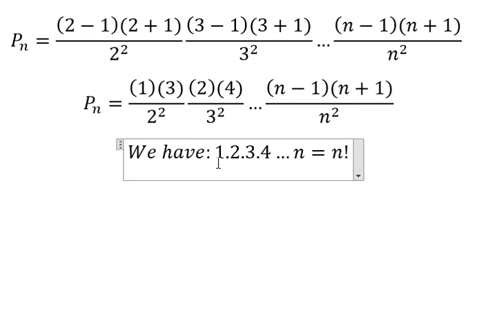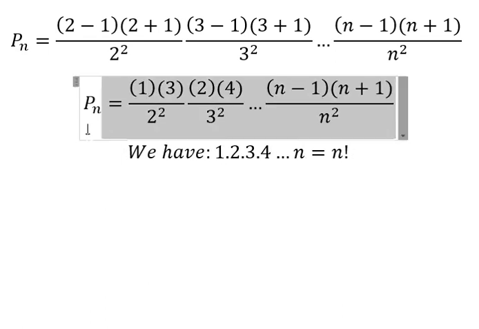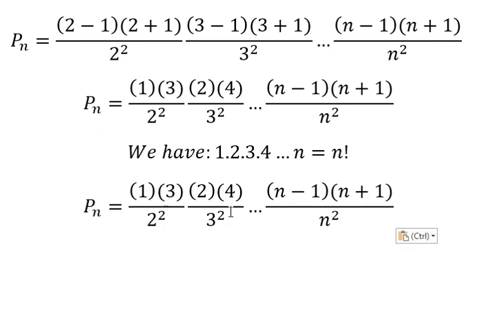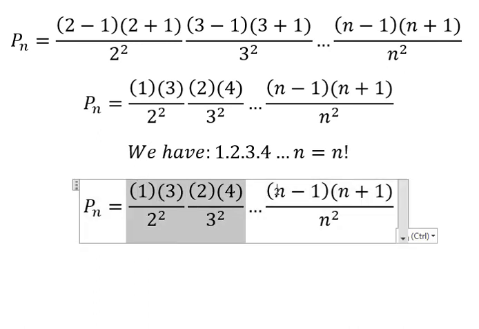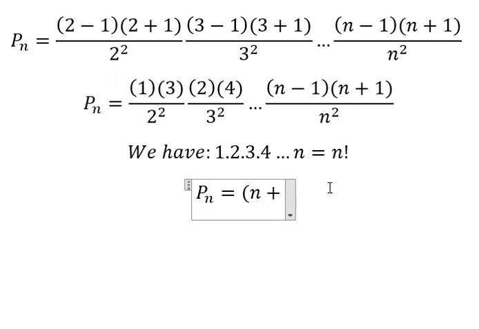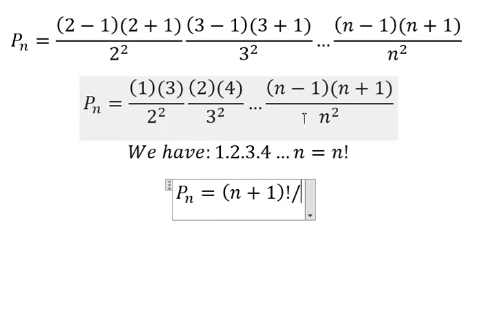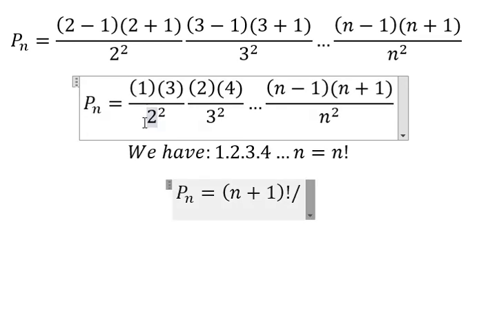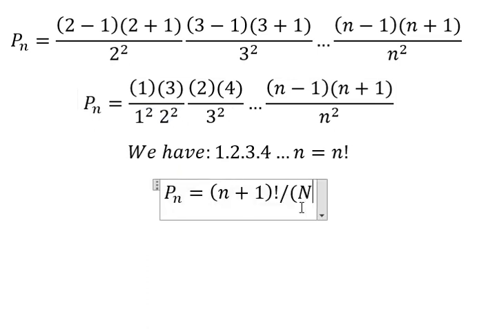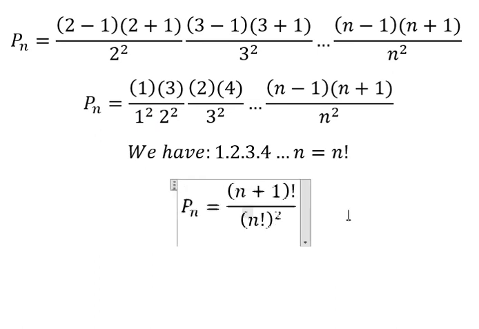This is about factorial. So, about this one on the numerator, we can transform into n plus 1 factorial. This one on the denominator, we know that we don't have number 1. We can put 1 squared in here. And this one, if we multiply, we have n factorial to the power of number 2 in here.